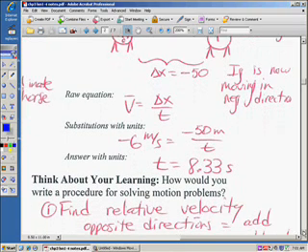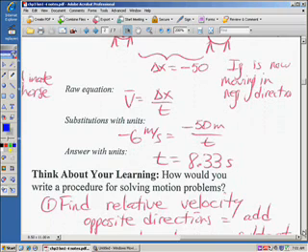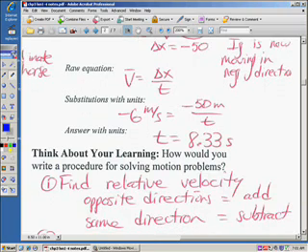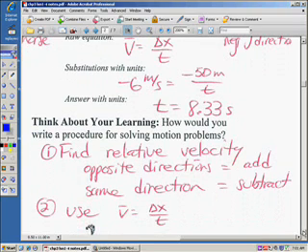Here's my thought. Step 1, find the relative velocity. If the objects are moving in opposite directions, you add. If they're moving in the same direction, you subtract the individual velocities. And then step 2, use this equation. It does not matter if you have something slightly different. You evaluate your own to see if it's saying the same thing.